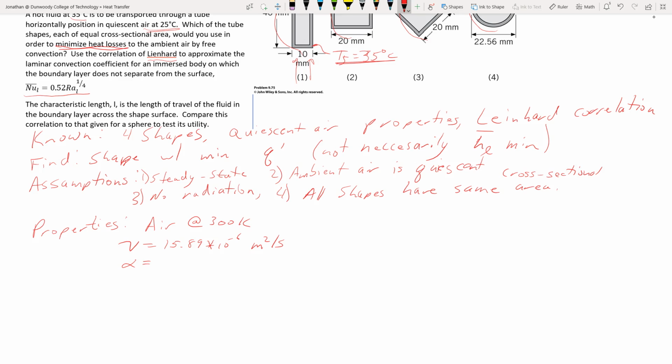Alpha, 22.5 times 10 to the negative 6 meters squared per second. Did I mix this up? Nope, those are the same units. Okay, great. K, thermal conductivity, we get 0.0263 watts per meter Kelvin. And our Prandtl number, 0.707. And finally, thermal expansion, you can use the ideal gas law, 1 over T_f.